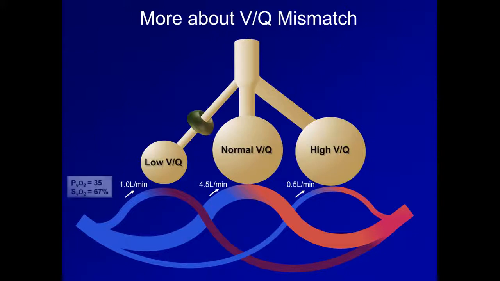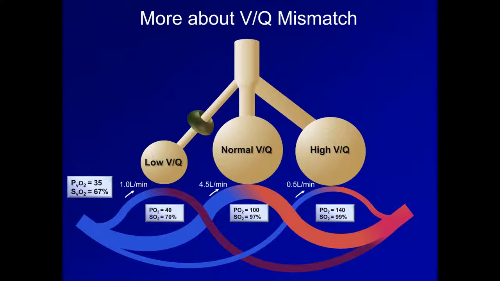We'll say that our returning venous blood looks the same as prior. Because ventilation is so poor in this first unit, the PO2 and O2 sat of blood leaving its capillary bed is only minimally increased over that of venous return. Meanwhile, the gas exchange in the normal unit is the same as before. And in the high VQ unit, since ventilation is in excess of perfusion, gas exchange is even better than normal, resulting in a PO2 of 140 and O2 sat of 99%.